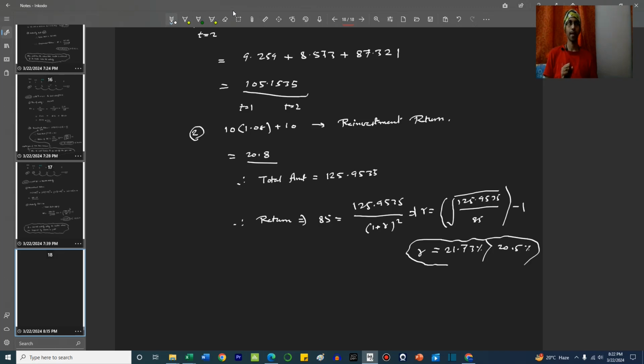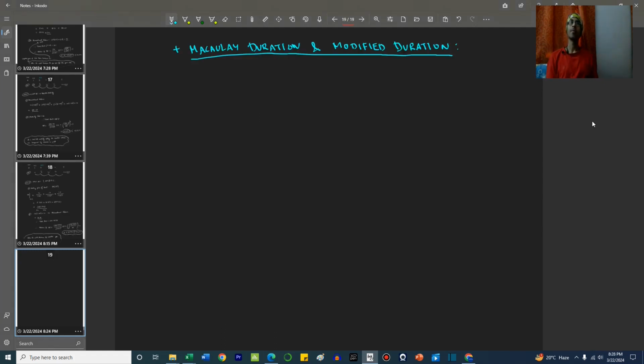So we can write the postulate: when the yield decreases and the investor sells before maturity, the returns are enhanced. When the yield decreases and the investor sells before maturity, the return to the investor is enhanced. Now we'll learn about something called duration.